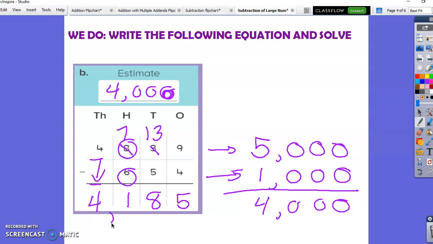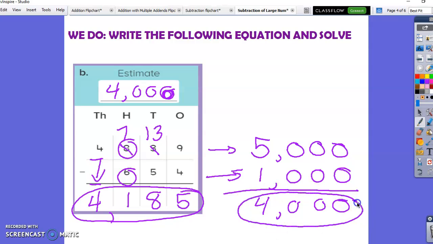If I look at my difference using the standard algorithm and I compare it to my estimation, it looks reasonable because 4,185 would round to 4,000. Make sure that you have your notes written correctly. You have worked out everything correctly. And we're going to move to the exit ticket and independent work.